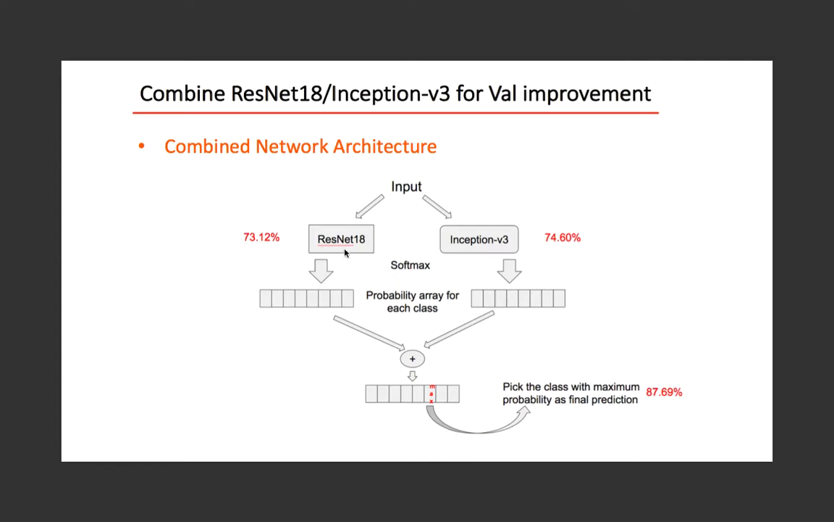Although the two networks used only have validation accuracy around 74%, after this combination, the validation accuracy of this whole combinational neural network increased a lot. It increased to 87.69%. So we want to have a closer look at what makes such improvement happen.